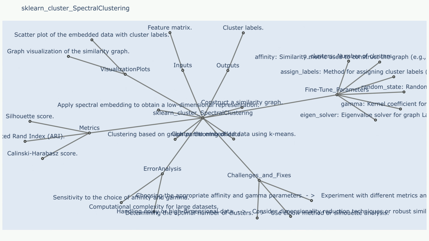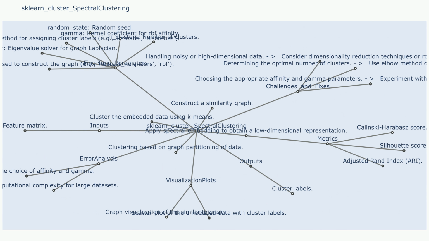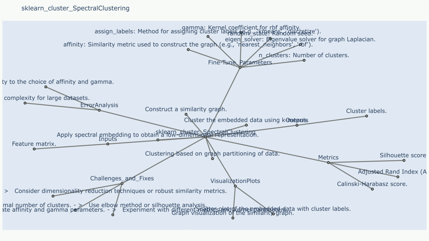Challenges and fixes. Challenge 1. Sensitive to noise in the data. Sample use case that resulted in challenge 1: when the data contains outliers or noisy points, the similarity graph can be distorted, leading to inaccurate clustering.